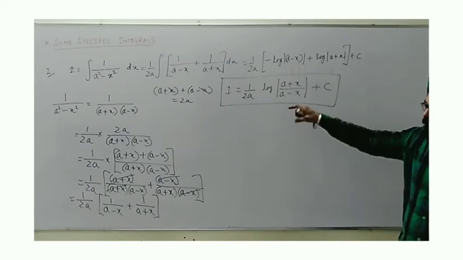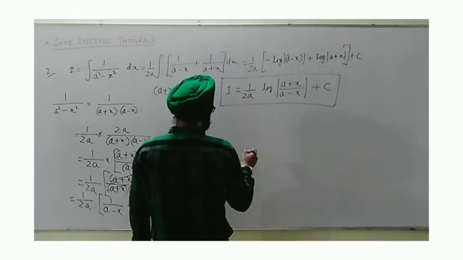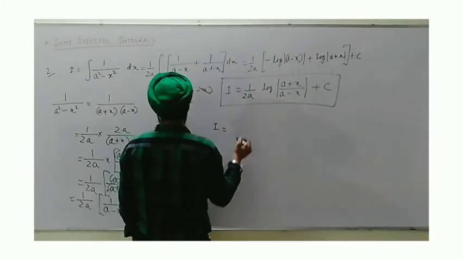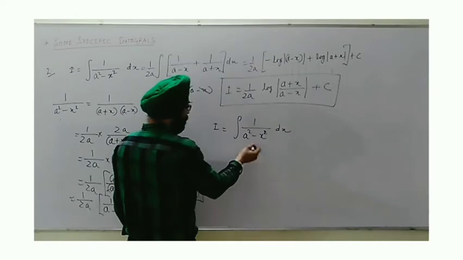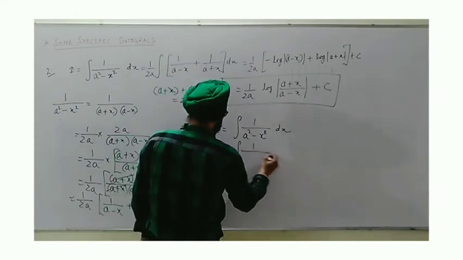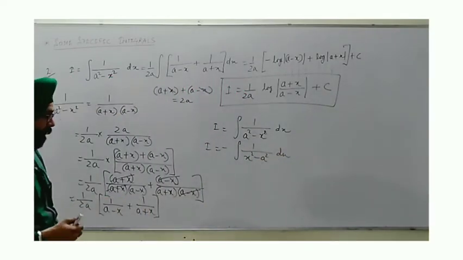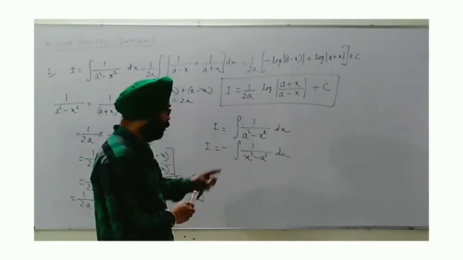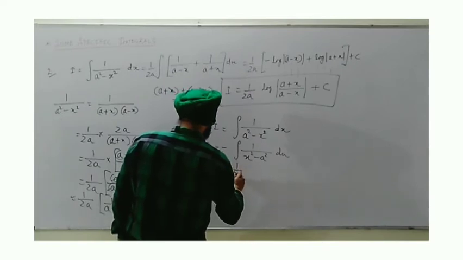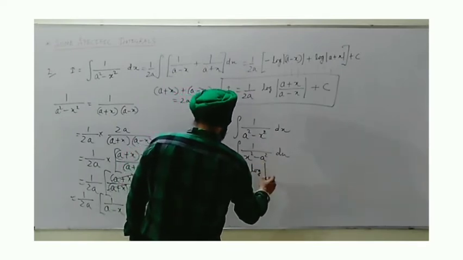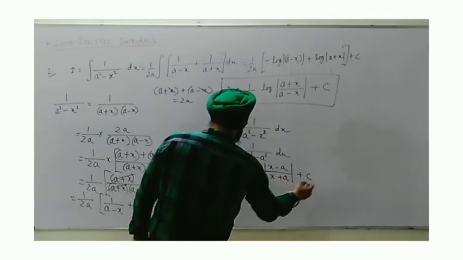By the way, this was the derivation by the conventional method. I will suggest you one more thing. Suppose I take some other method, the same thing we are going to get. You are given 1 upon a square minus x square dx. If I take the minus sign common, I will have 1 upon x square minus a square dx. You can see this integral is similar to the previous case. So we can write the direct answer here. What? Minus 1 upon 2a log of x minus a upon x plus a plus c.